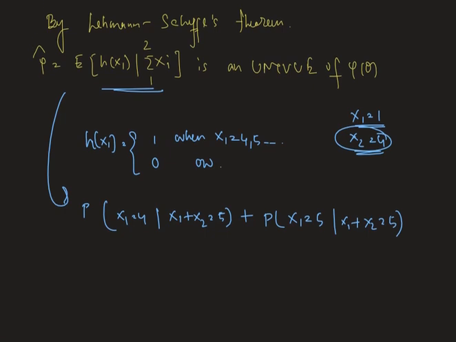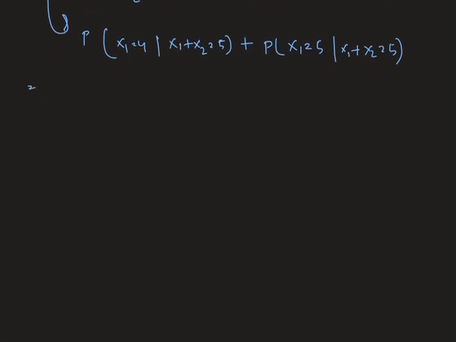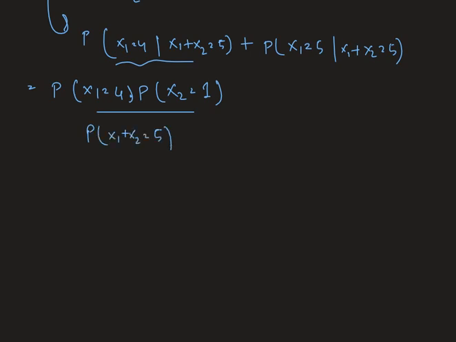Now, if we calculate the first probability, we get probability x1 equals 4 multiplied by probability x2 equals 1, whole divided by probability x1 plus x2 equals 5. And if we calculate the next probability, we get probability x1 equals 5 times probability x2 equals 0, divided by probability x1 plus x2 equals 5.